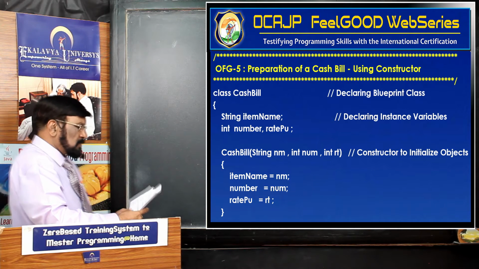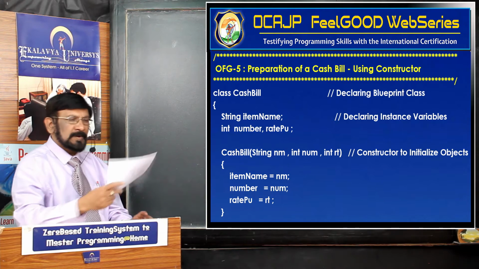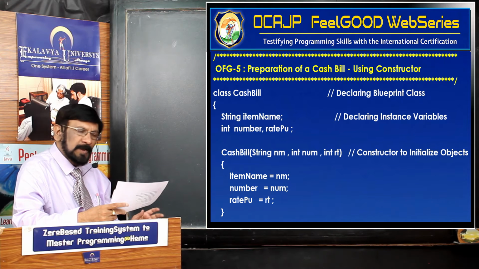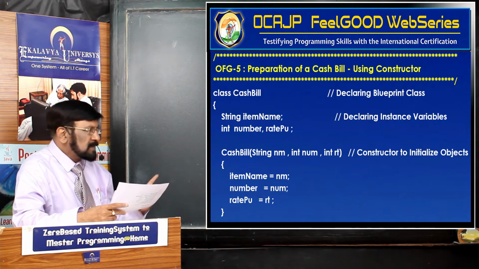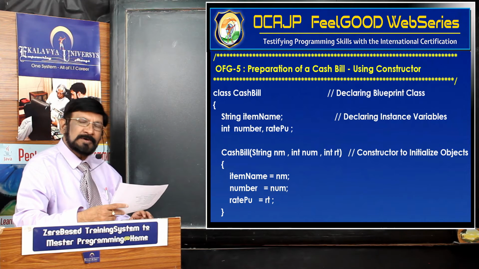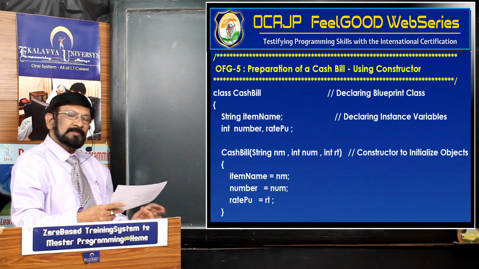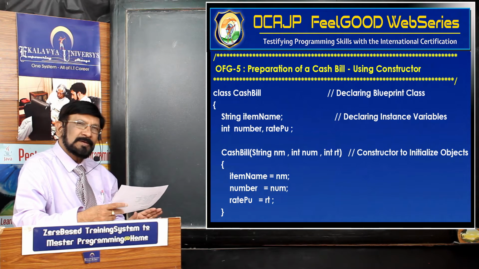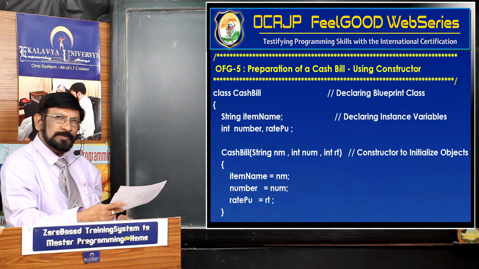Okay. Now we see the code. There is no difference at all. We name it CashBill. First we define the CashBill blueprint class. In that, we define three instance variables. One is item name, second is number, third is rate per unit. Actually, in my example, I took rate as float. If you take it as float, you have to write f and all that. Here, in this case, I have taken int only. Then you can give any integer value like 10 rupees, 11 rupees, 9 rupees and all that.